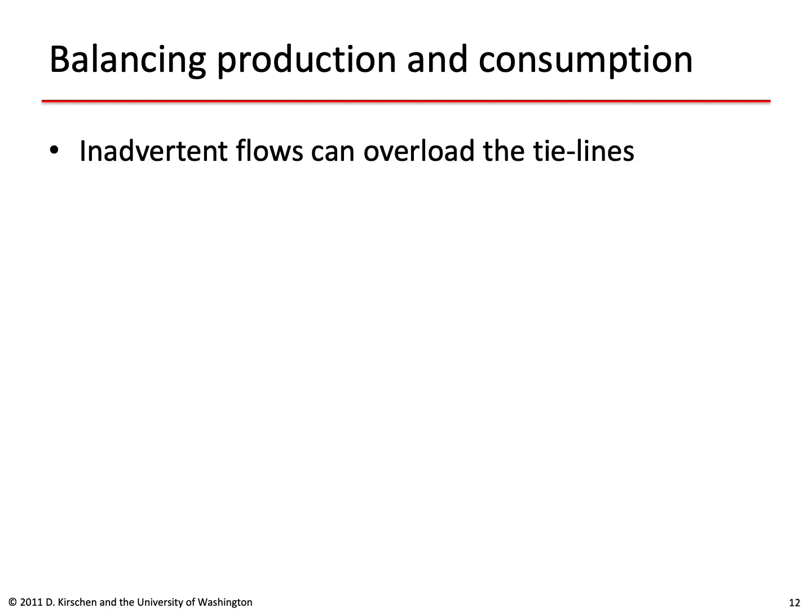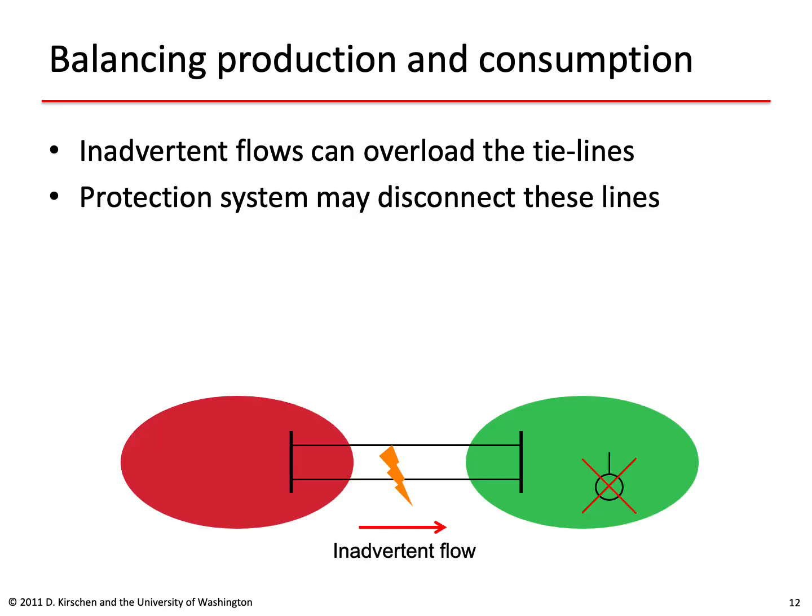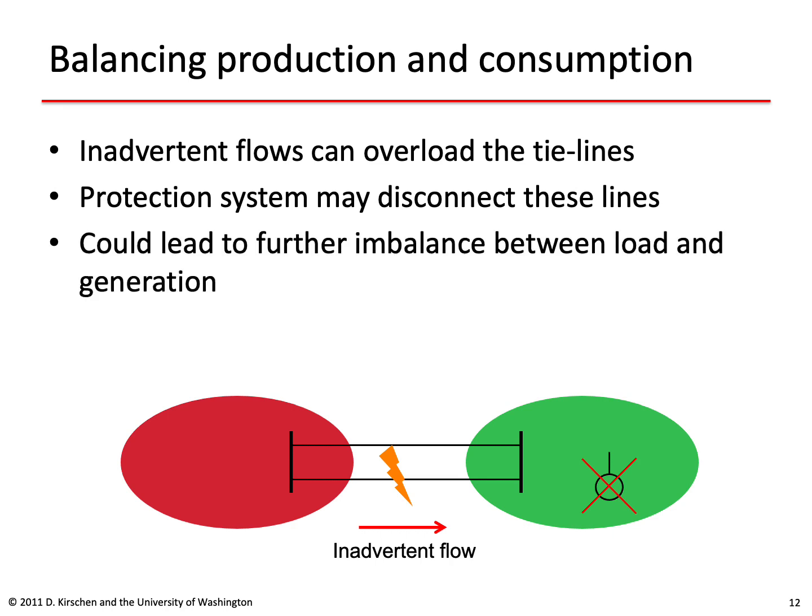These inadvertent flows must be dealt with quickly because they can overload the tie lines, and the protection system might then decide to disconnect these lines, which could lead to further imbalances between load and generation in the two areas. Therefore, it is important for each system, even in a large interconnection, to remain in balance.